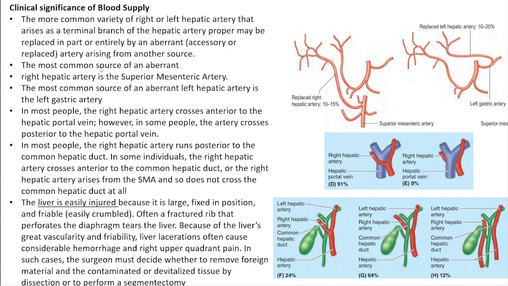The most common source of an aberrant right hepatic artery, as we have studied, is the superior mesenteric artery, and that of a left replaced hepatic artery is the left gastric artery. Another thing is that in most people the right hepatic artery crosses anterior to the portal vein within the right free margin of the lesser omentum and close to the porta hepatis. The right hepatic artery crosses anterior to the portal vein in almost 91% of people. In roughly 10% of people, the right hepatic artery might cross posterior to the portal vein.